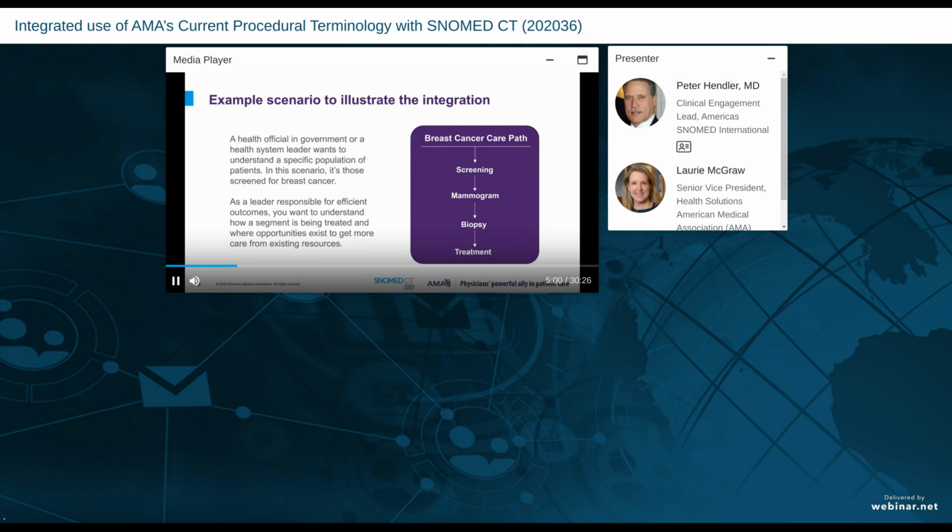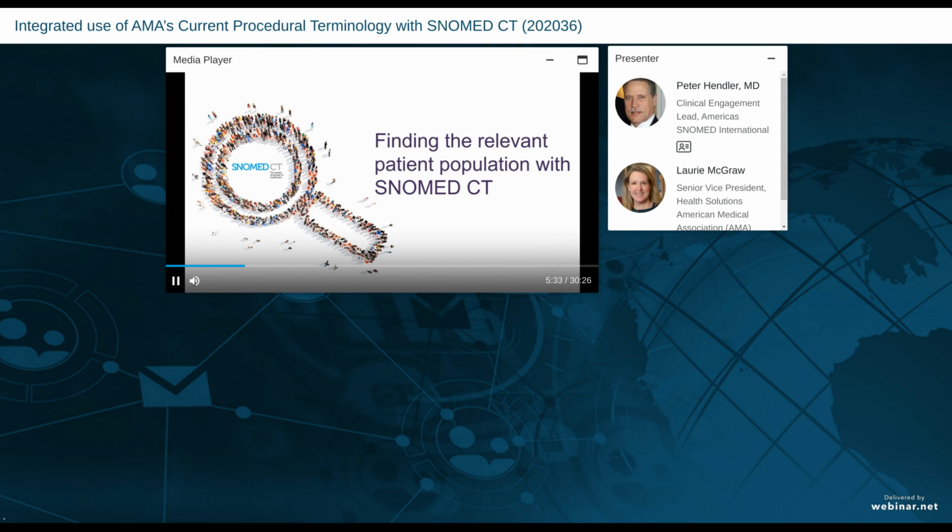Let's take a look at how this works in practice. In the following scenario, we'll look at a care pathway for breast cancer screening. We'll take the view of a health official in government or a health system leader. In this demonstration, we'll calculate the marginal cost of detecting early stage breast cancer with more frequent screening. We'll look at annual and biannual screening. We'll start by looking at the patient population with SNOMED. This scenario will use the SNOMED and CPT demo tool to tell the story.